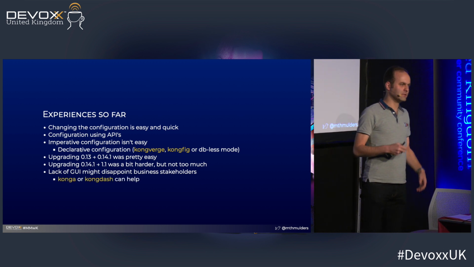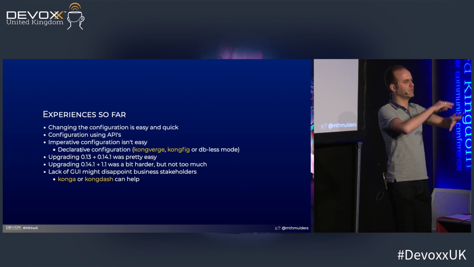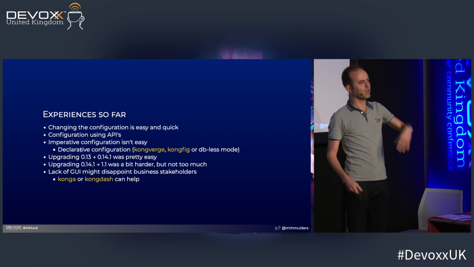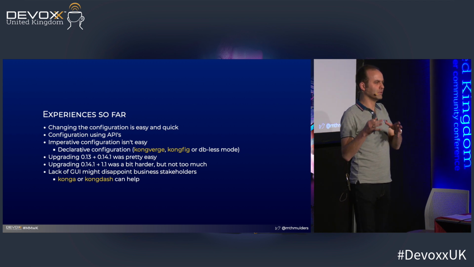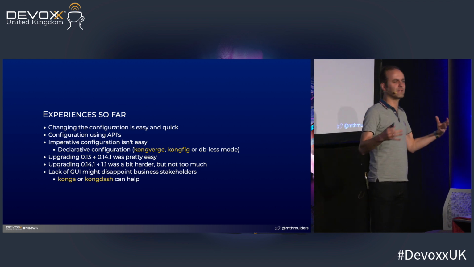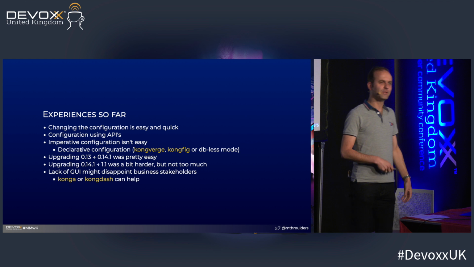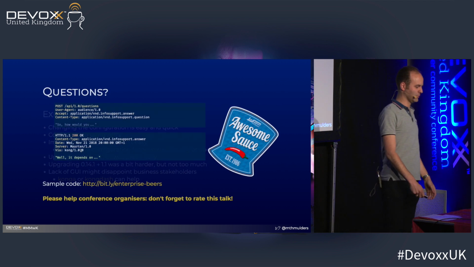The cool thing is there is also external tooling like Konga or Kongdash, which provides you with a nice management dashboard. So it will give you graphs and gauges, and that looks just pretty. And the good thing is that business stakeholders like that. They want graphs, they want to see that everything looks cool and everything works. You can easily deploy that one as well, and it will just look better for your business stakeholders.